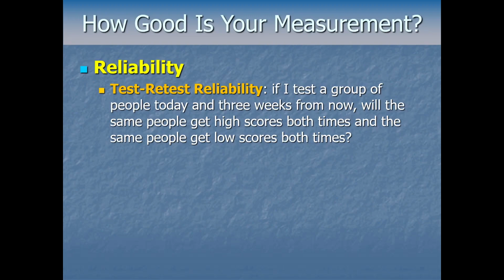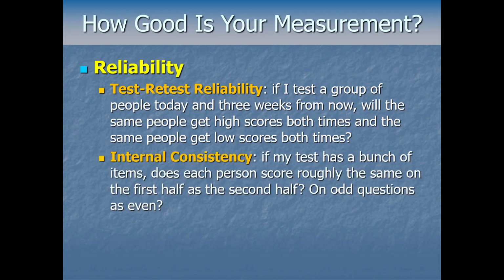But also, imagine you're developing a new personality scale to measure narcissism or something. Maybe there are 40 questions on your personality scale that the participants go through, and then your scale gives them a narcissism score. We might want to also check your scale for a type of reliability we might call internal consistency. If my test has a bunch of items, 40 questions or whatever, does each person score roughly the same on the first half of the questions as the second half?